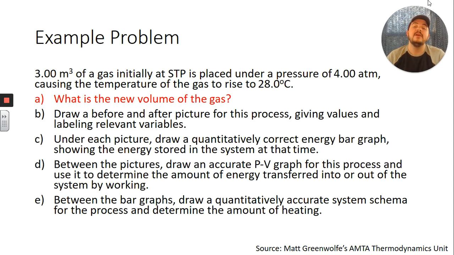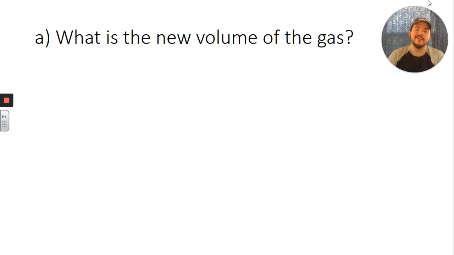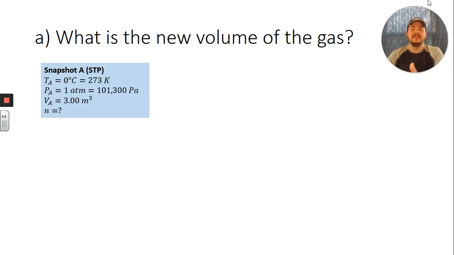So part A, what is the new volume of the gas? Let's start there. I like to get my thoughts organized first, write down the variables in lists, separate out which is from state A or snapshot A, our initial snapshot, and which are from state B or snapshot B, our final snapshot. So snapshot A at STP, our temperature is 0 degrees Celsius or 273 Kelvin. Our pressure is 1 atmosphere or 101,300 pascals. Our volume is 3 cubic meters, and we don't know how many moles of gas we have.